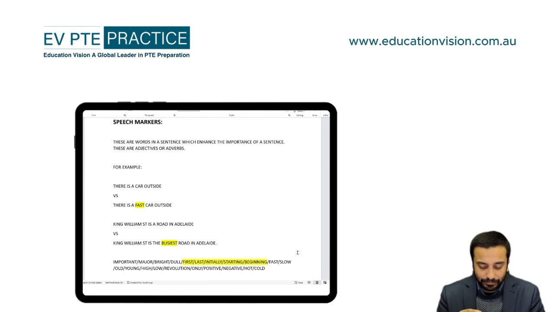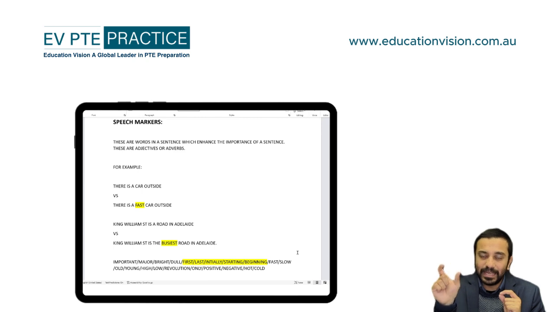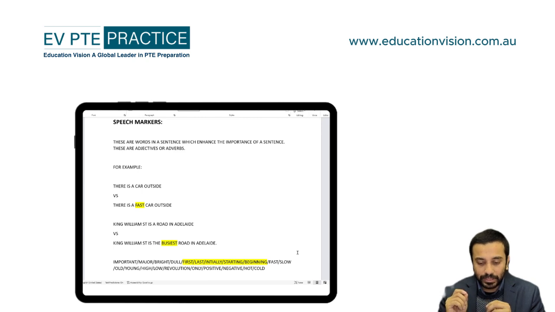Now, these words which I have highlighted, these are timing. Never look at a sentence and see that if there is any date mentioned, 1560, 1780, don't look at the dates and straight away say that, okay, this sentence is now important. Words like first, last, initially, starting, beginning, these are considered to be important sentences. Important words which would make the sentence a lot more important.